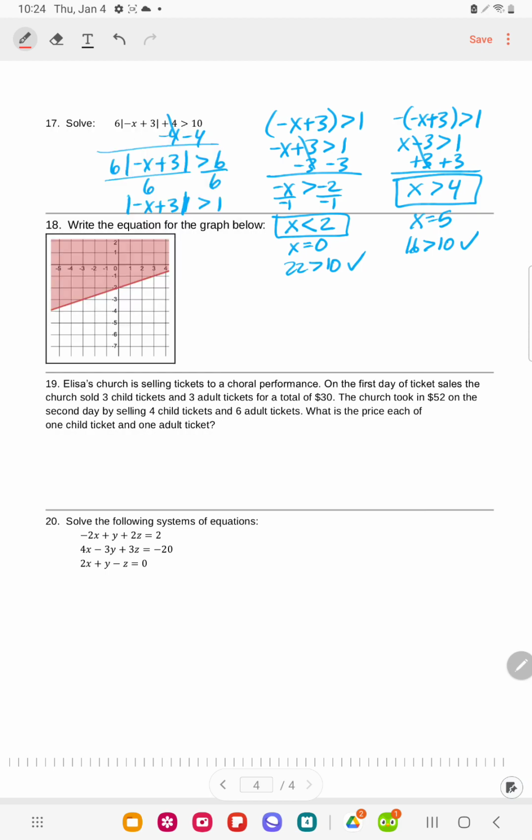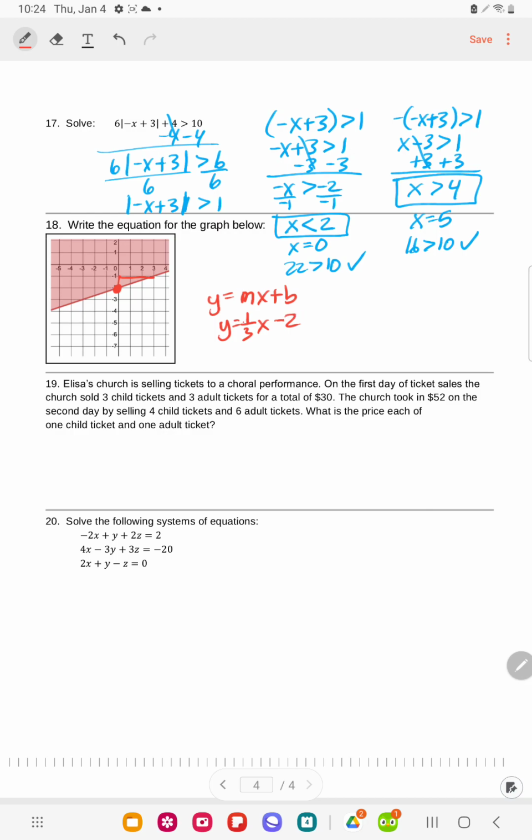So question 18. Write the equation for the graph below. So whenever we have a line, we want to make sure that we find where the y-intercept is first and write it in the form of y equals mx plus b. So the y-intercept in this case is negative 2. For our slope, we go up 1 and 3 to the right. So y equals 1 over 3x minus 2.